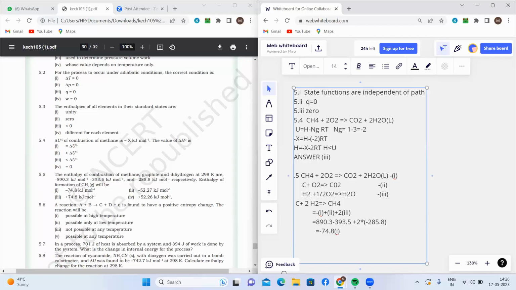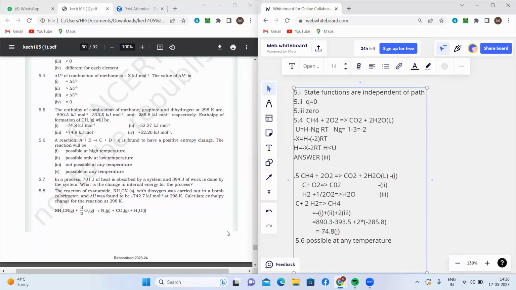So the answer to this question will be fourth part. It's misprinted to be fifth, but it would be actually fourth part. It is possible at any temperature. So the answer to 5.6 is possible at any temperature. Okay, let's move ahead to next question.